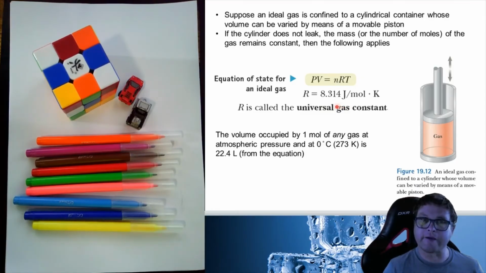We need to take a careful look at the units. R has units of joules per mole per Kelvin. And this means that the temperature that we use in the equation needs to be in Kelvin, right? The volume occupied by 1 mole of any gas at atmospheric pressure at 0 degrees Celsius, or 273 Kelvin, is this volume. You can verify this by substituting the values in the equation and solving for volume. Remember, you know what atmospheric pressure is.